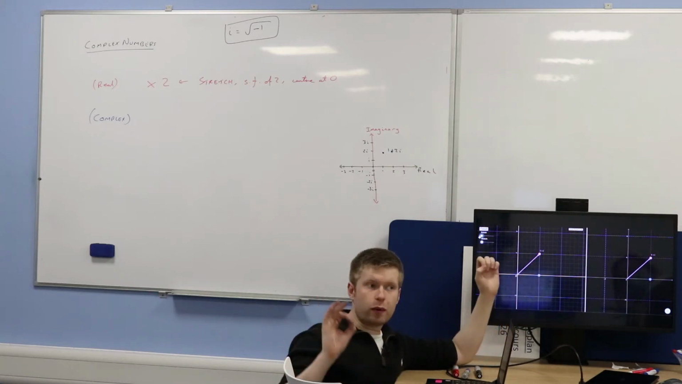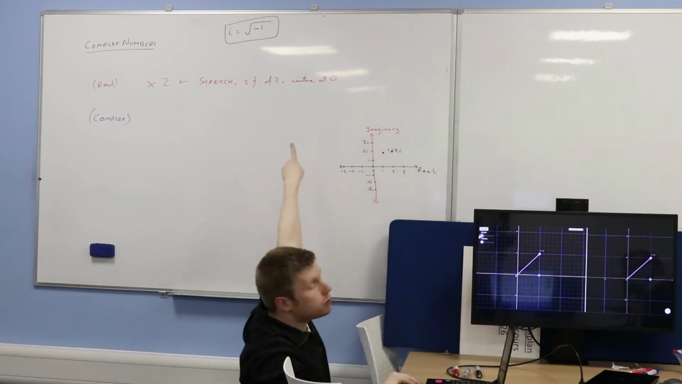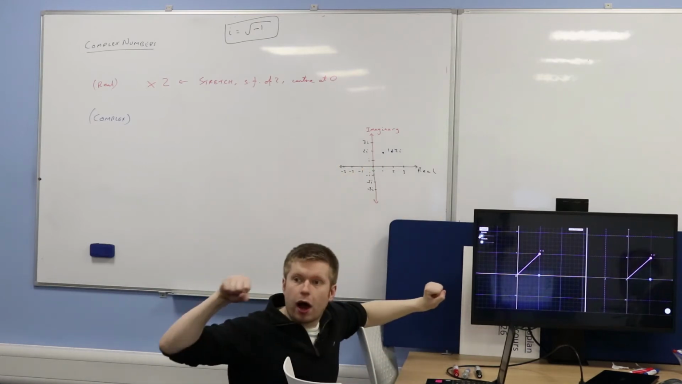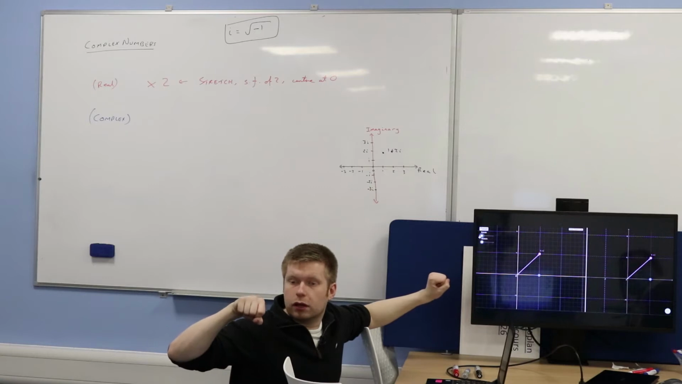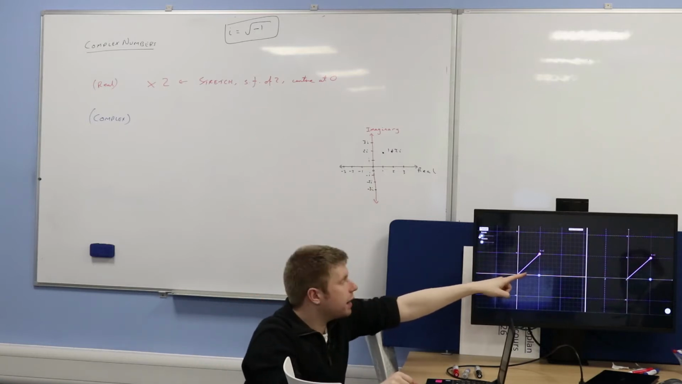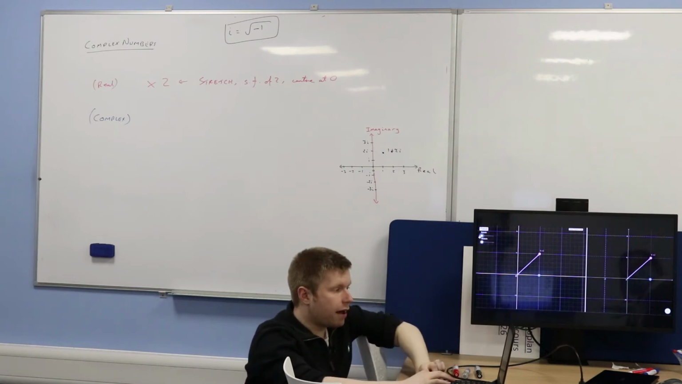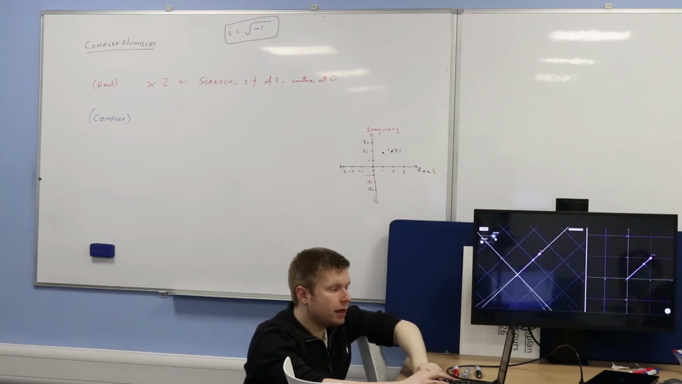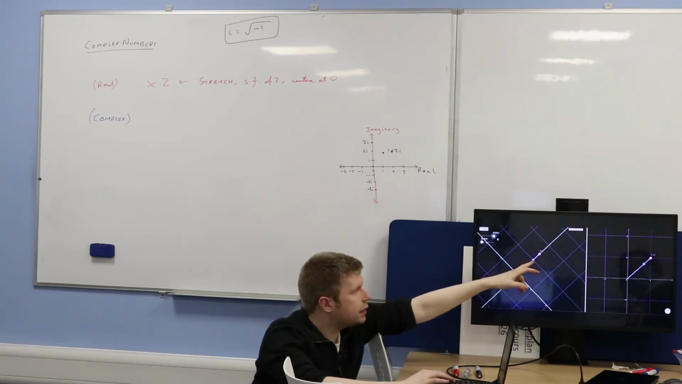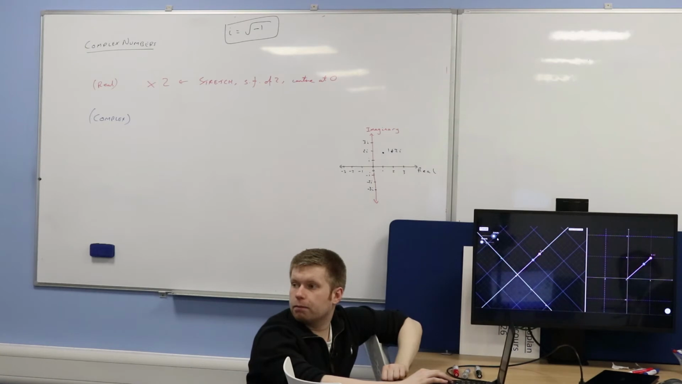Now, by doing so, just like I did with the real numbers, I had to move the entire number line to do that. What I'm also going to have to do to make this point match up with this point is move the entire complex plane. So I'm going to have to rotate the entire plane so that it is now orientated in the same direction as 1 plus i.